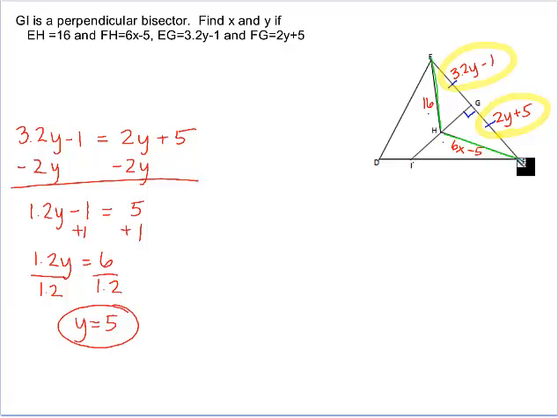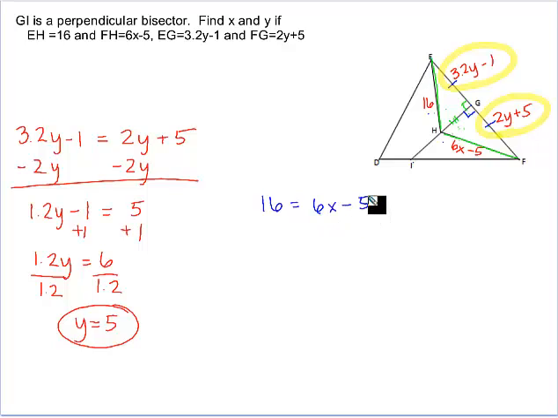Instead, let's take a look at these two little triangles. Here's a side that's congruent. They both have the angle congruent because they would both be 90. And GH would share itself. It's congruent to itself. So these two little triangles are congruent by side angle side. So therefore, their two hypotenuses must be. So we can make the equation of 16 equals 6x minus 5.